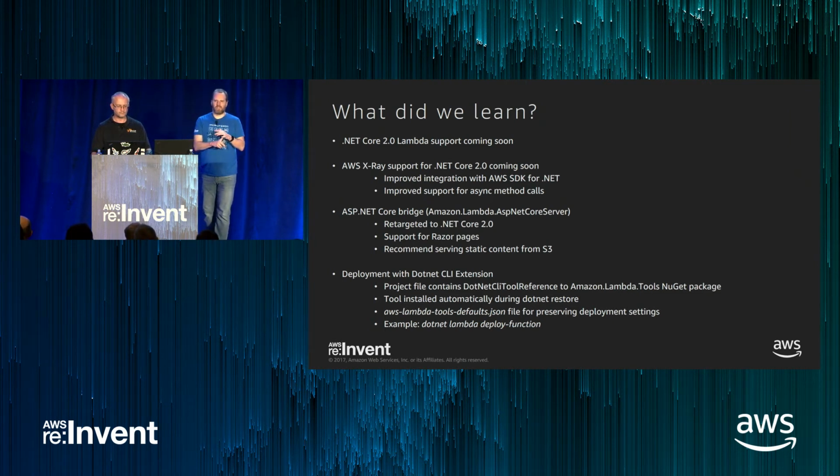The bridge, once again, for running async applications on there, that's going to be retargeted towards .NET Core 2.0. Razor Pages has been an often asked feature for that, so that you saw is working. But again, if you're going to do a website through Lambda, I would highly recommend serving your static content through S3. Doing static content through Lambda, you could do it, but it's just not a very efficient use of it.